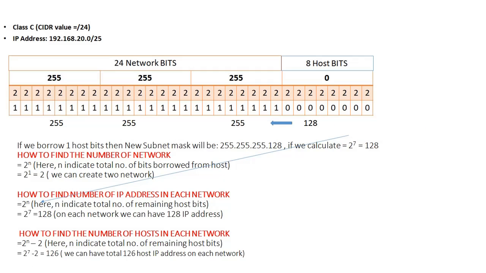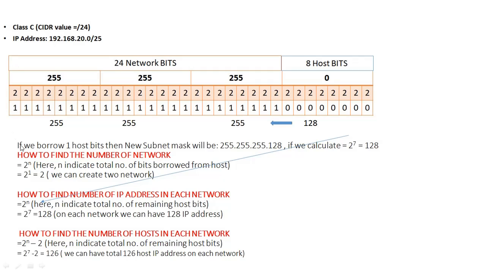Okay, now let's do subnetting in a Class C IP address. Here we will be learning how to find the number of networks, how to find the number of IP addresses, and how to find the number of hosts in each network. Here I have taken one example of a Class C network, which is 192.168.20.0/25. By default, the CIDR value should be 24, but here you can see 25. So to make it 25, you have to borrow 1 bit from the host to the network.